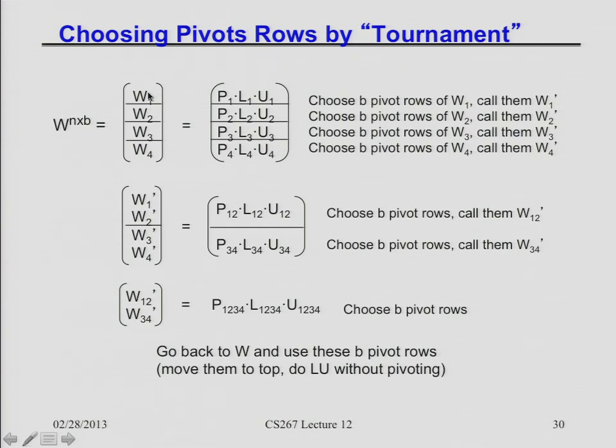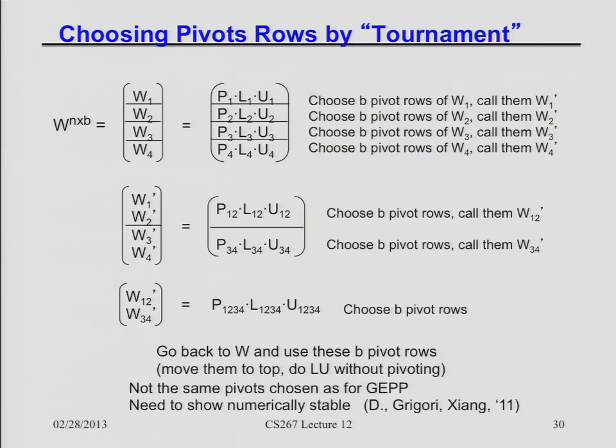And it works. But this is a different algorithm than partial pivoting. I do not choose the same pivots that the Gaussian elimination would have chosen, that partial pivoting would have chosen. So we still need a proof. I'll tell you in one line what the proof is later. You need to prove you still get a decent answer, that it's still numerically stable. So let me just say how this parallelizes over different architectures.